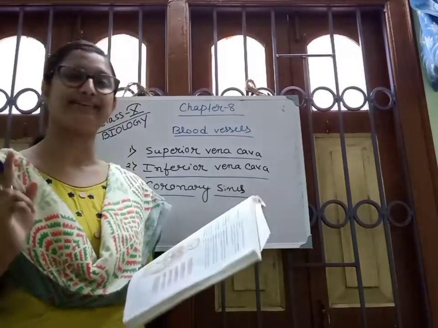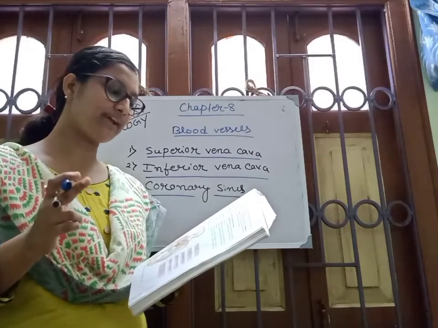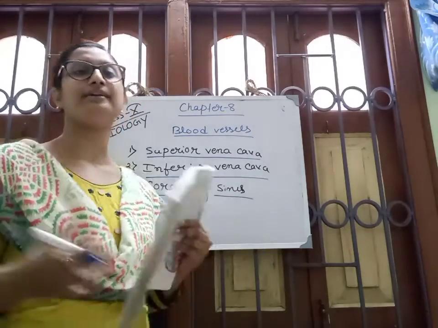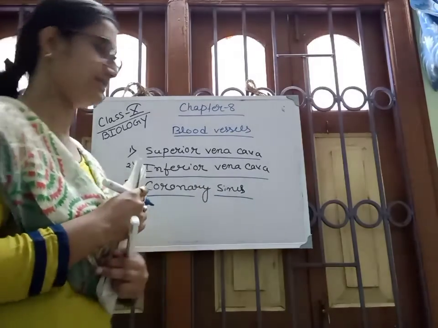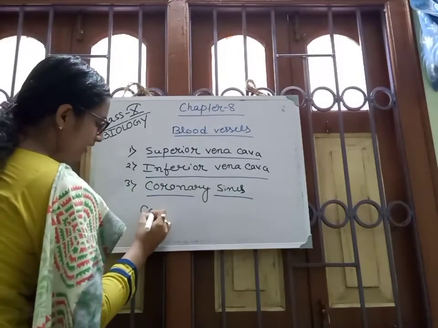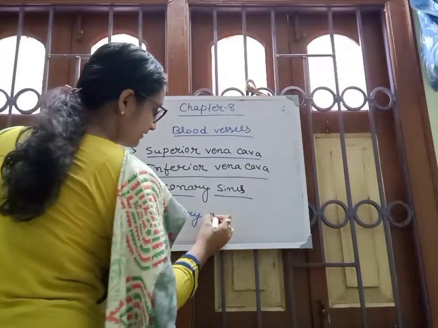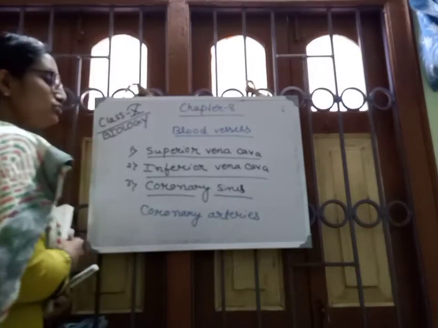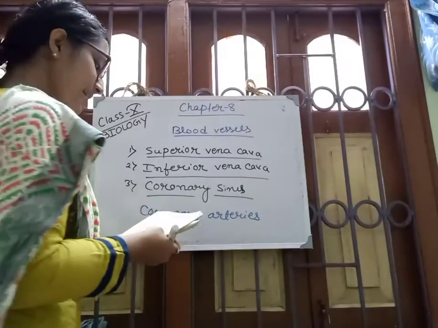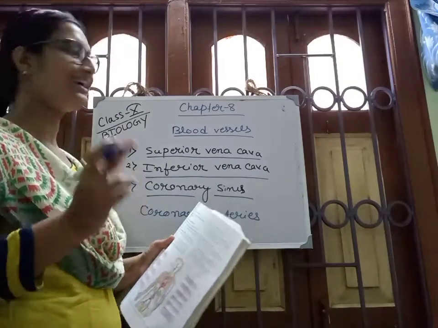It consists of two arteries, the coronary arteries, which arise from the base of the aorta. They supply blood to the heart muscles, and when a coronary artery is blocked, it causes a heart attack.